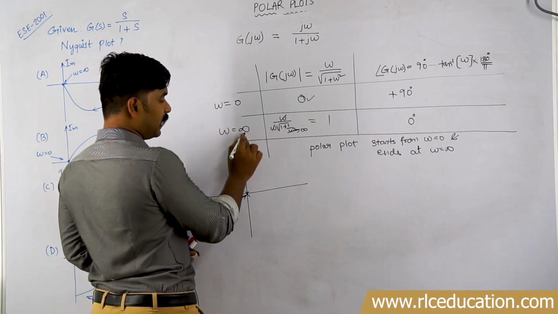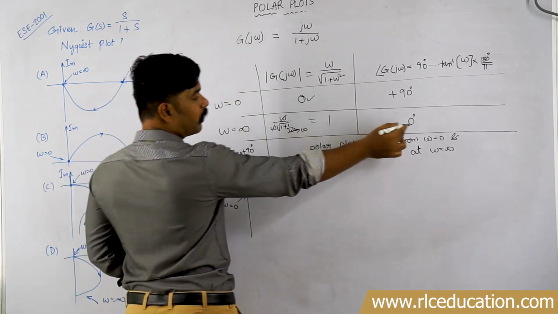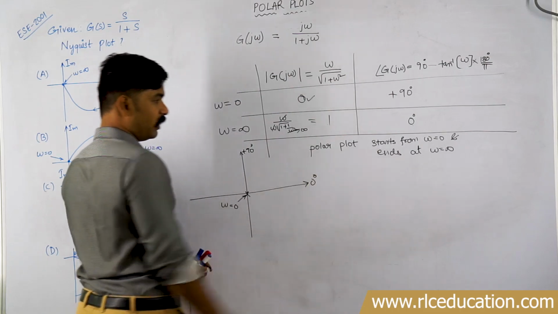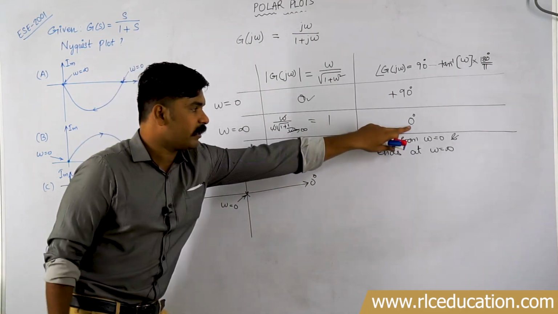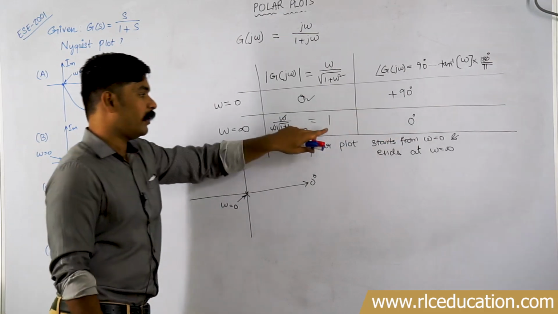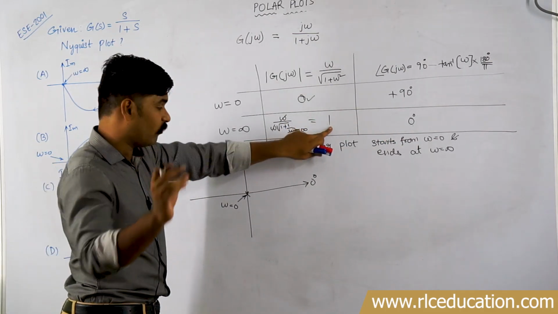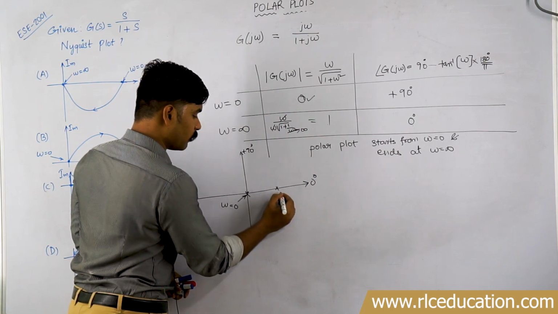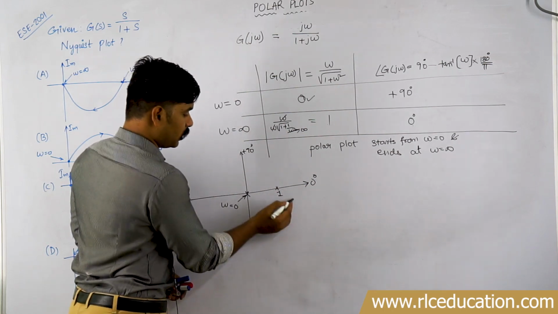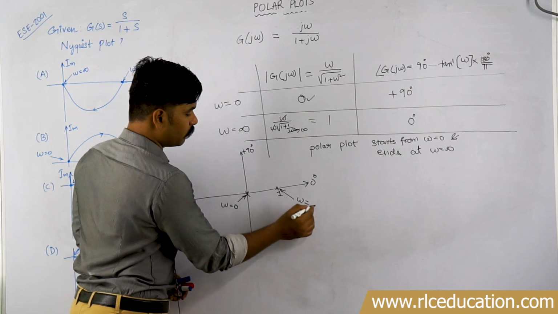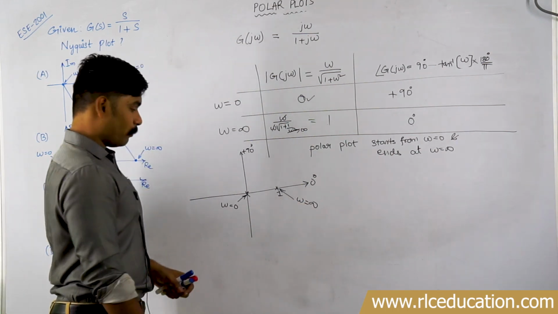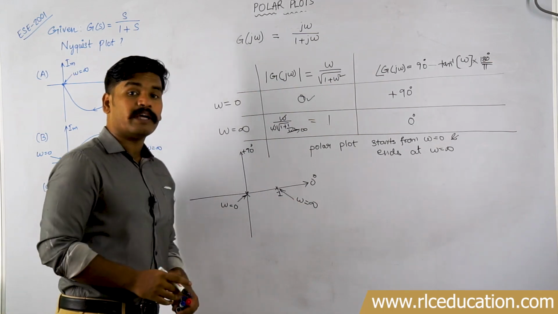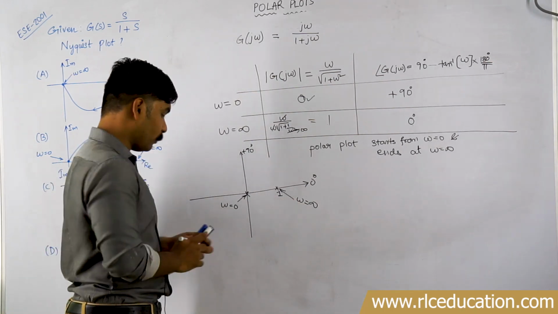Next, when omega is infinity, the magnitude is 1 and at which angle? At 0 degrees. So where is the 0 degrees line? This is the 0 degrees line. On the 0 degrees line, what is the magnitude? 1. It is a real value of 1, positive 1. So where will be the positive 1 real value? This is only positive 1. So this point corresponds to omega is equal to infinity. So my graph will travel from omega is equal to 0 to omega is equal to infinity.